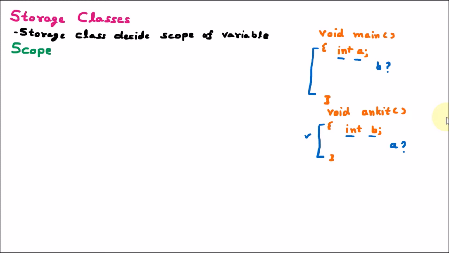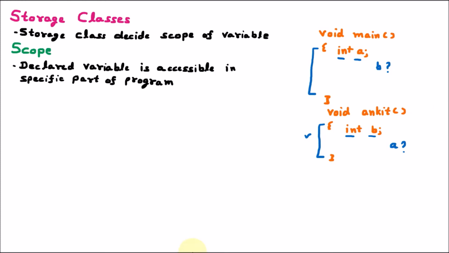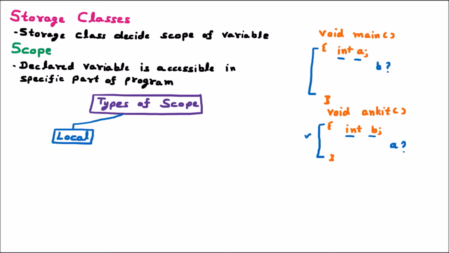So this is the scope, means where we can access the variable that defines the scope. Or we can say that the declared variable is accessible in which portion of program, that is the scope. To understand where the variable is accessible, first of all, we should understand what are the types of scope. The first type of scope is the local scope, and the second category of scope is the global scope. In the local scope, we are having the internal variables. In the global scope, we are having the global variables.